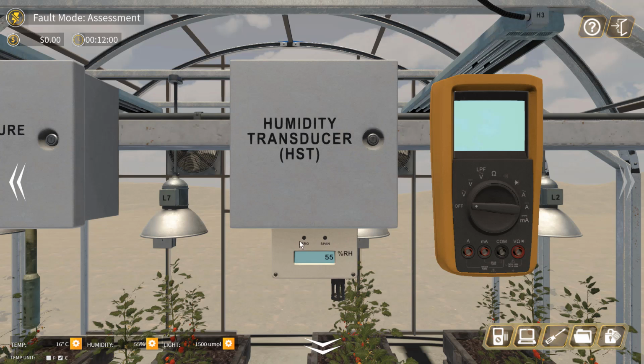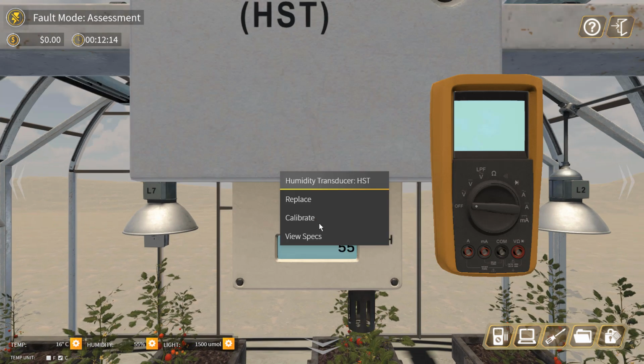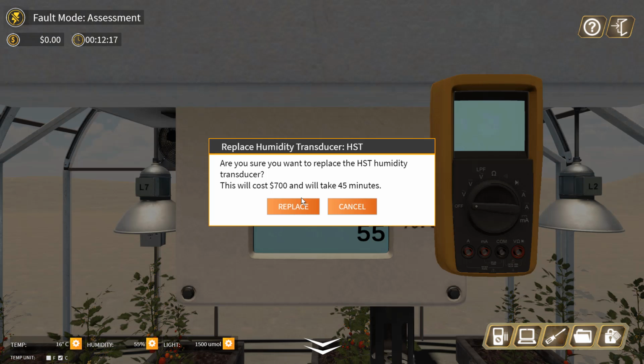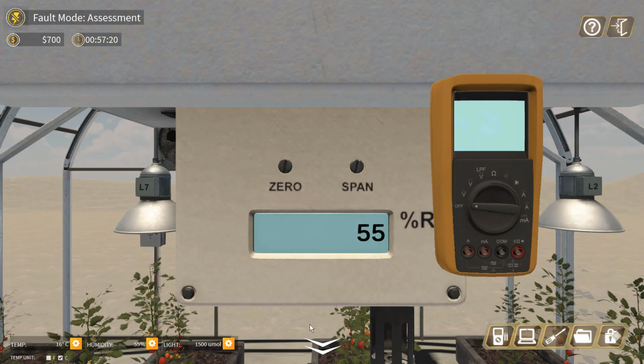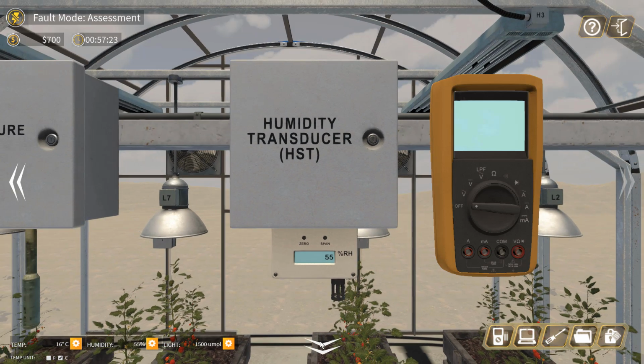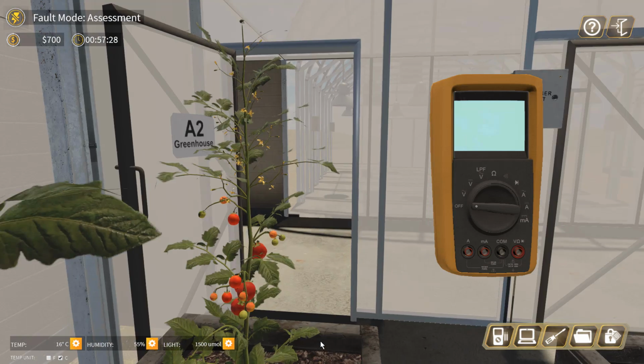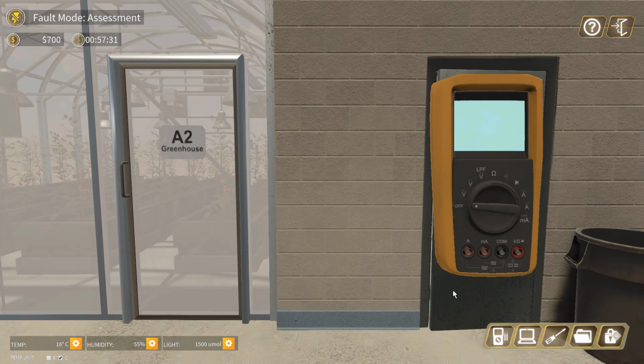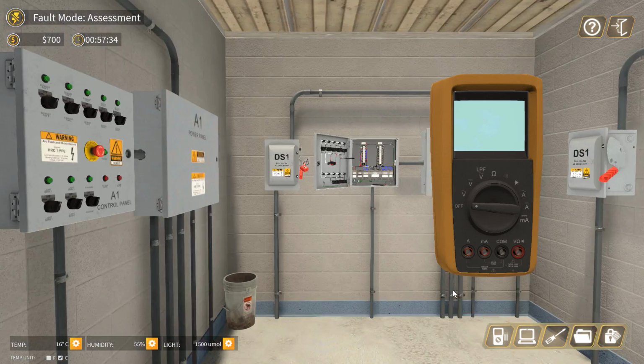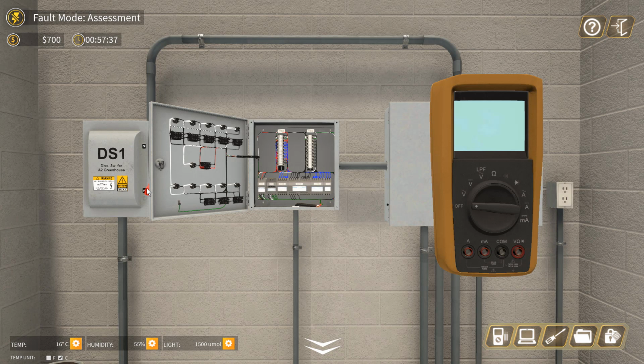So either we need to calibrate the output, that means do the zero and span, or we change the humidity sensor. However, this sensor is unable to perform zero and span calibration, so I have no choice. I have to replace the whole transducer. Okay, then I go back to the control panel. Okay, then I remove the lockout tagout.